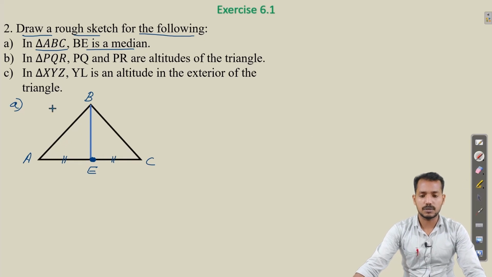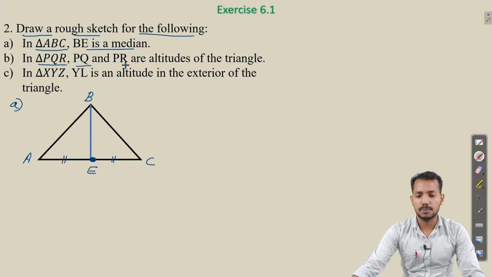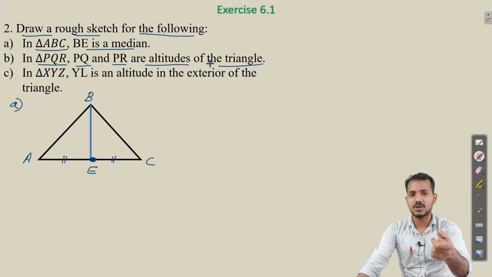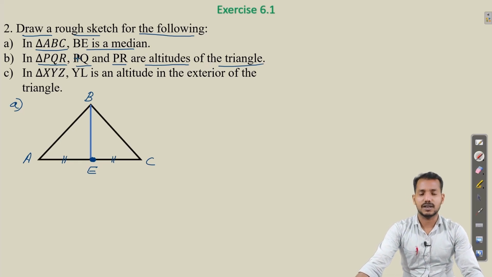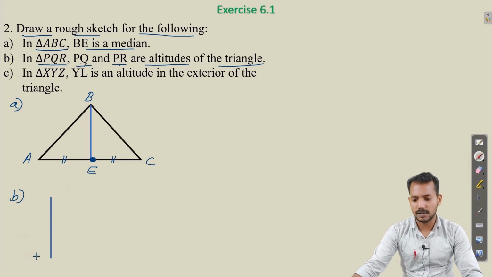Now let's take option number B. In triangle PQR, PQ and PR are altitudes of the triangle. How is it possible? Two sides of the triangle become altitudes. So we have to find triangle PQR. So PQ and PR should be altitudes. So first draw these two sides step by step. First we can draw PQ. First draw the line PQ. Okay, we have drawn PQ. Then give the names to the vertices P and Q.